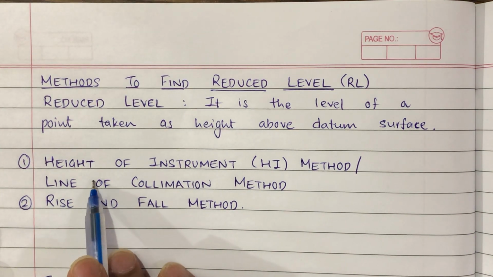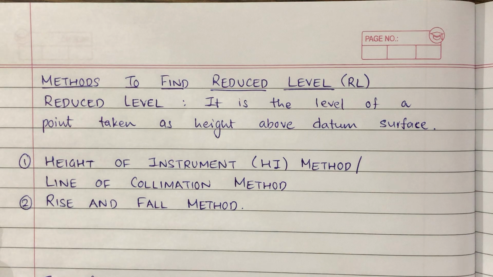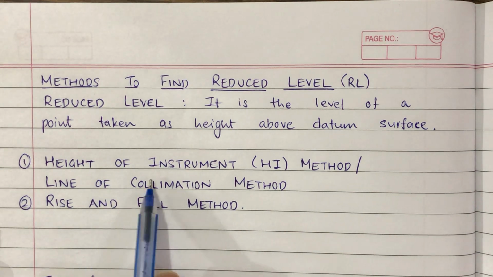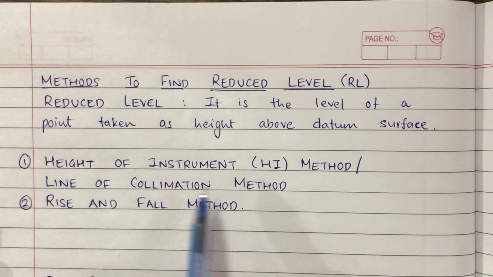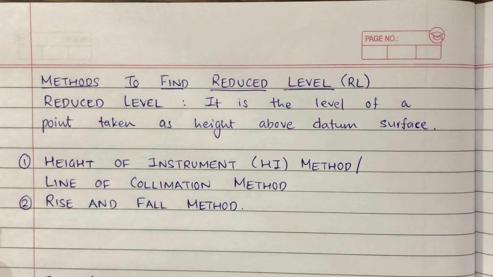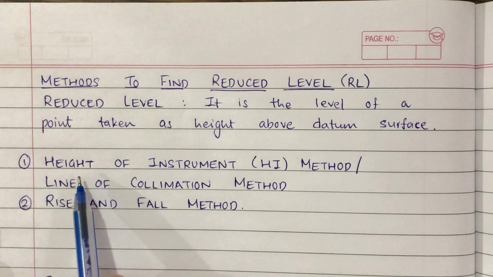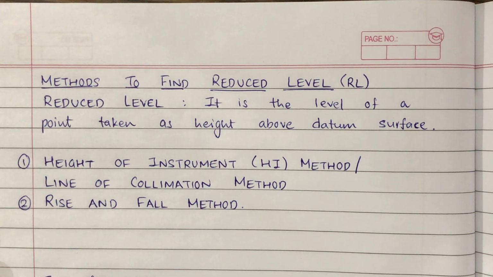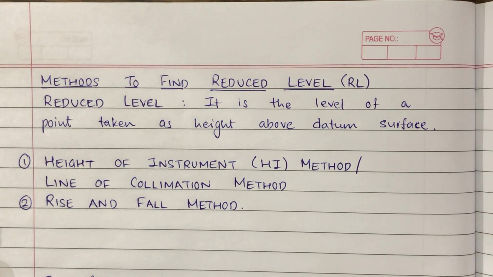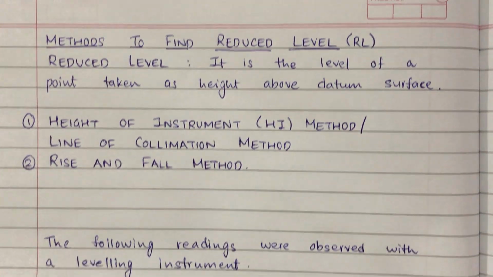Now this reduced level could be found out by two methods. First is the height of instrument method, that is also called the HI method or the line of collimation method. It is one and the same thing. And the second method is the rise and fall method. So today we will be discussing the HI method, that is the height of instrument method. Let us solve one numerical based on the HI method.